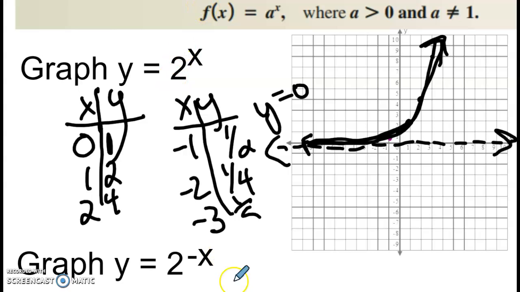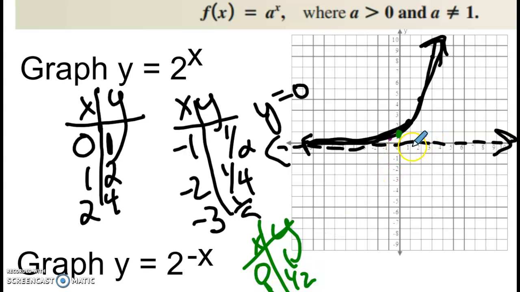So now the graph of y equals 2 to the negative x. We still have 2, just like we did up here, but we're raising it to the opposite of x. So 0 is still going to be 1. 2 to the negative 0 is still 1. But if I put 1 in for x, 2 to the negative 1 is a half. If I put 2 in, that's 2 to the negative 2, which is a fourth. If I put negative 1 in, that's 2 to the negative negative 1. That's 2 to the first, or 2.